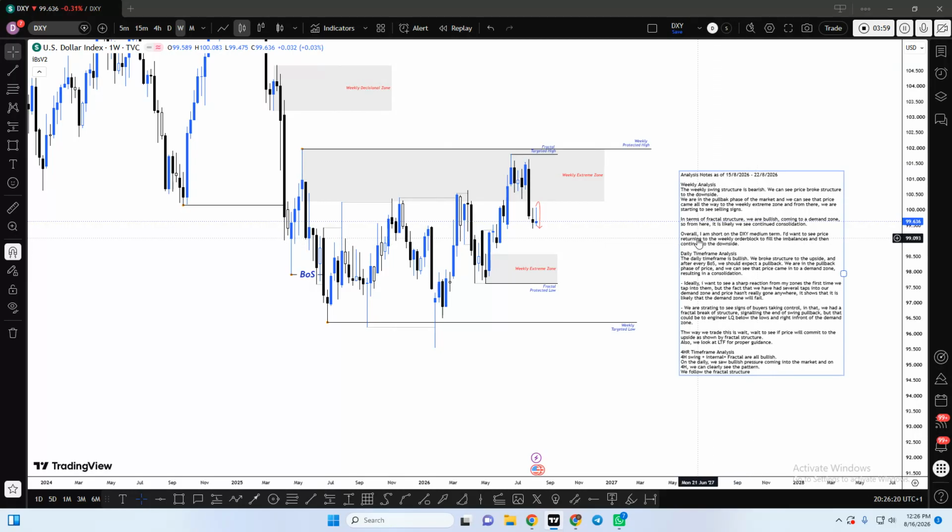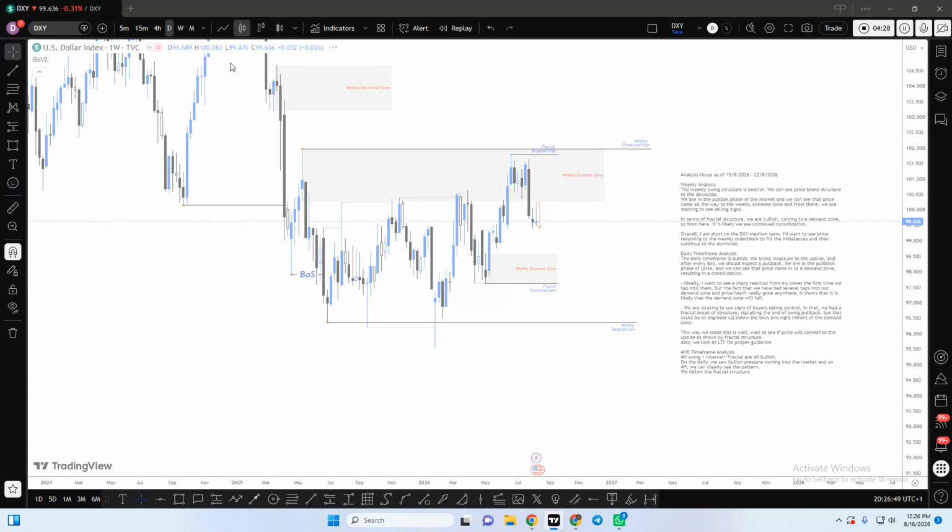So overall, I'm short on the DXY in the medium term, and I'd want to see price returning to the weekly order block to fill the imbalances and then continue to the downside. So even though I am medium term short on the dollar, ideally I'd want to see price coming in to fill some of these imbalances before continuing to the downside. That is what I mean.